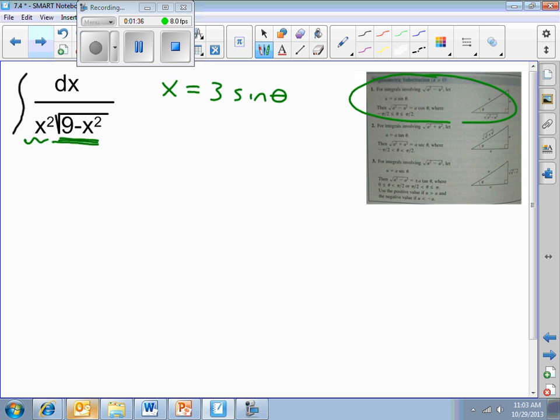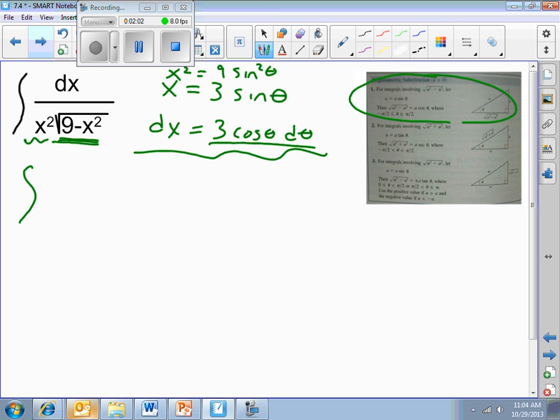Let's do a little bit of work before we jump into this. Let's find the derivative of this. So dx is equal to 3 cosine theta d theta. I might as well go ahead and find what x squared would be too, because that's going to come up. Square both sides. x squared is equal to 9 sine squared theta. All right, that's going to give me enough for my substitution, so let's substitute in and see what we have.